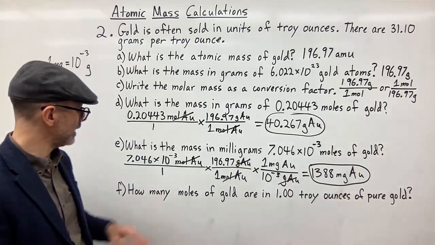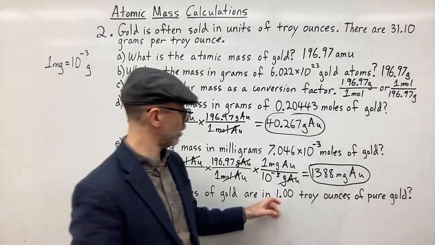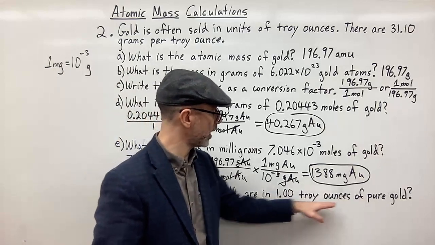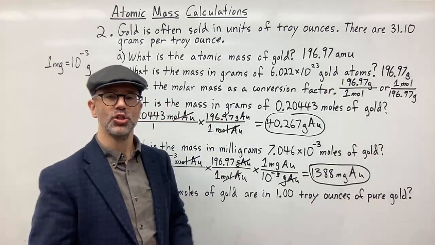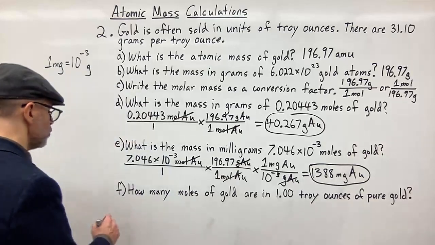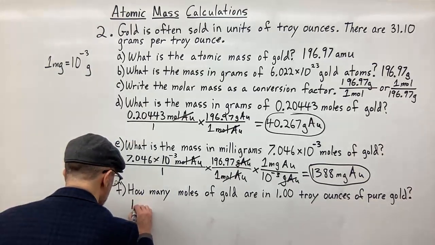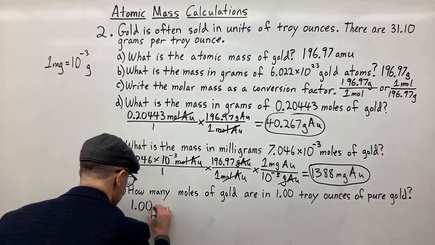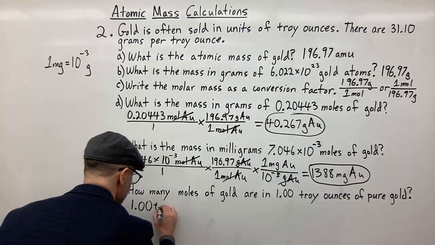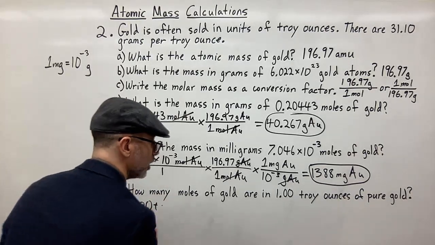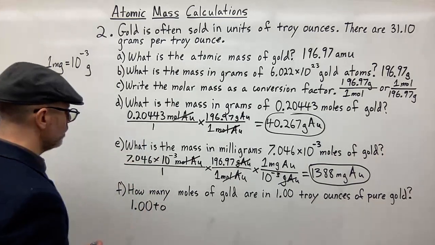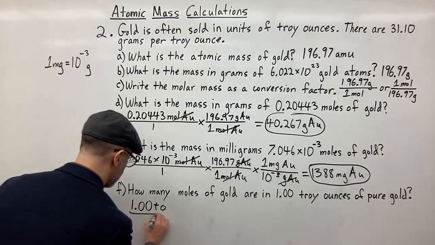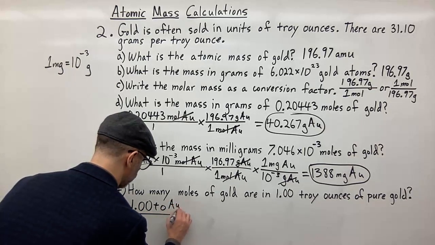Okay, last but not least, how many moles of gold are in 1.00 troy ounces of pure gold? Okay, so they're giving us 1 troy ounce of pure gold. So we'll start with that. 1.00, and I'll put TO for troy ounces over 1, and this is troy ounces of gold.